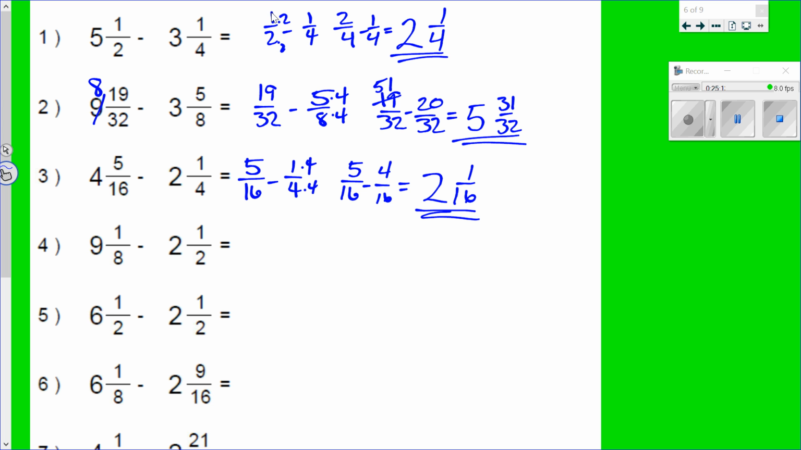Next one, 1/8 minus 1/2. For our common denominator, we're going to go to 8. So that's going to be 1/8 minus 4/8. Can't do 1 minus 4, right? So I borrow from my 9. I'm borrowing 8/8. That makes this a 9. 9 minus 4 is 5/8. I now have 8 minus 2, which is 6.